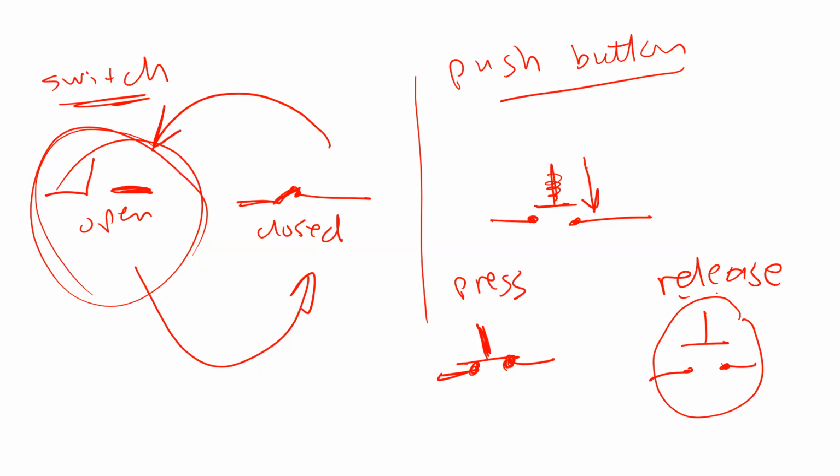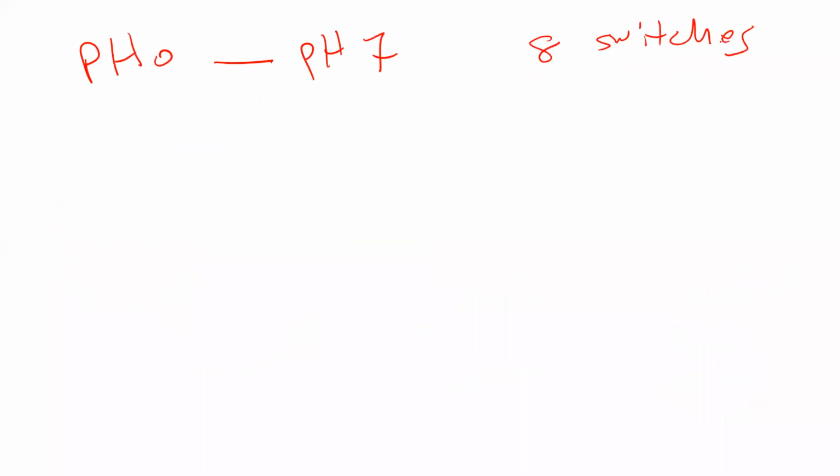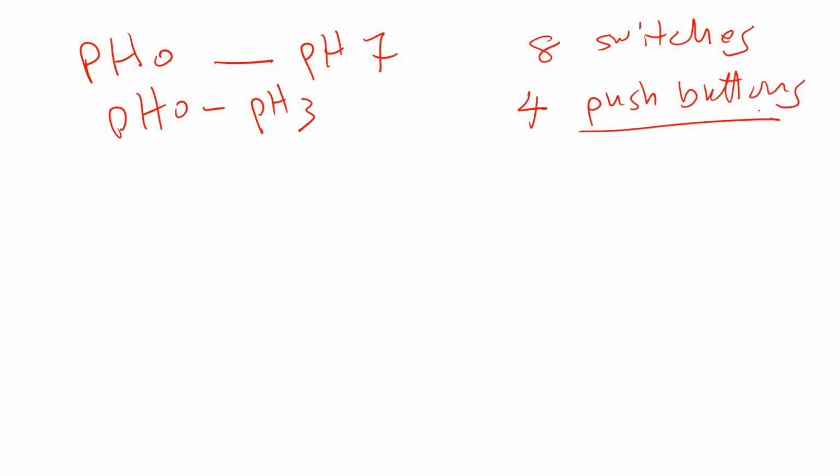Now, number one, you told me we have 4 push buttons. Where are they connected on the board? They are connected on port H as well. So here is for BH0 until BH7. I told you we have 8 switches. Also, from BH0 to BH3, we have 4 push buttons. That means we have four pins here that have a switch and push button.